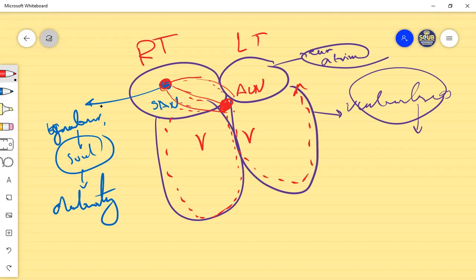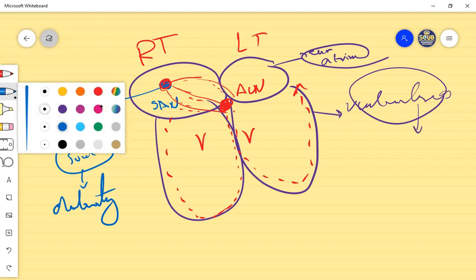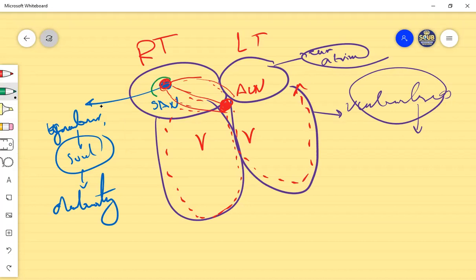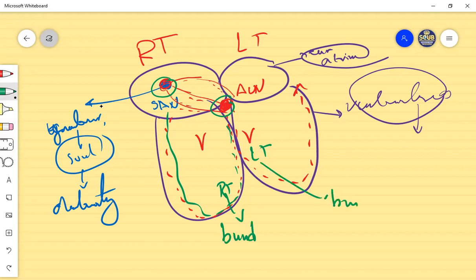I don't know, you need more details about that, but I will explain. You understand that the electricity started here and comes here and then starts to move. Here is the SA node. Here is going to the right, here is going to the left. This is called the right bundle, and this is the left bundle. Okay, it's very easy.